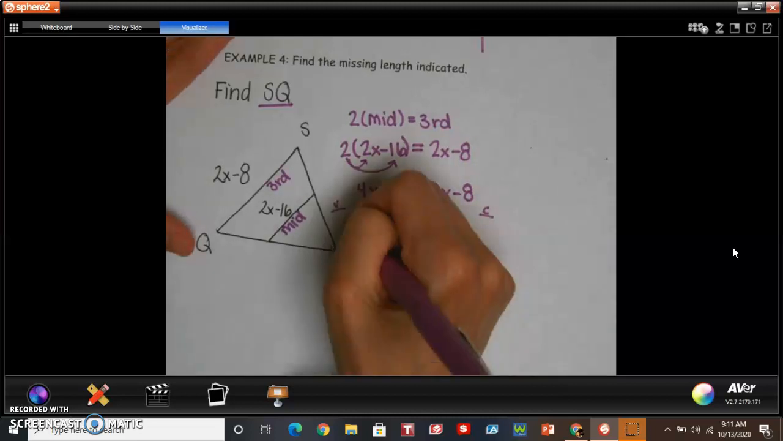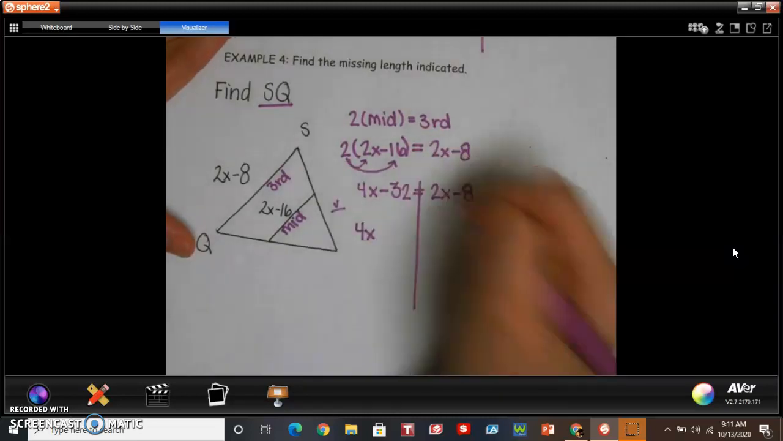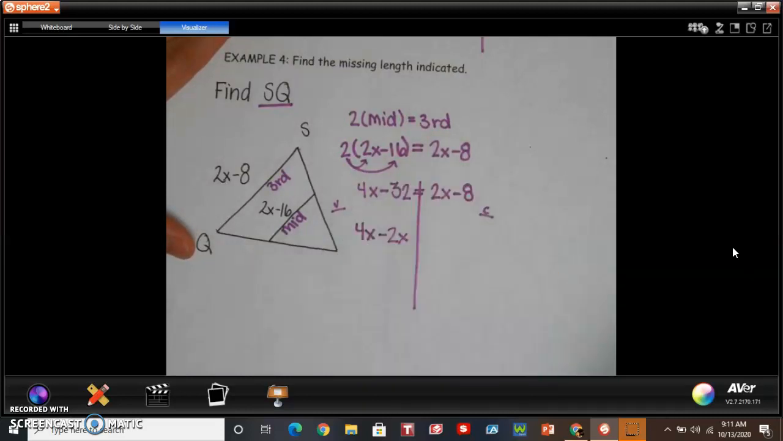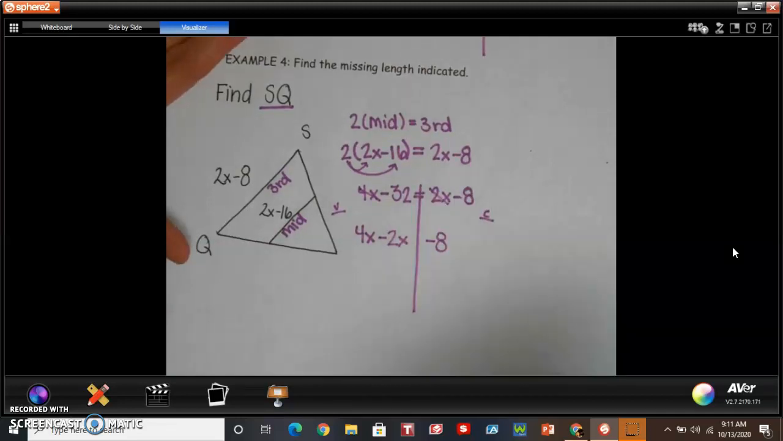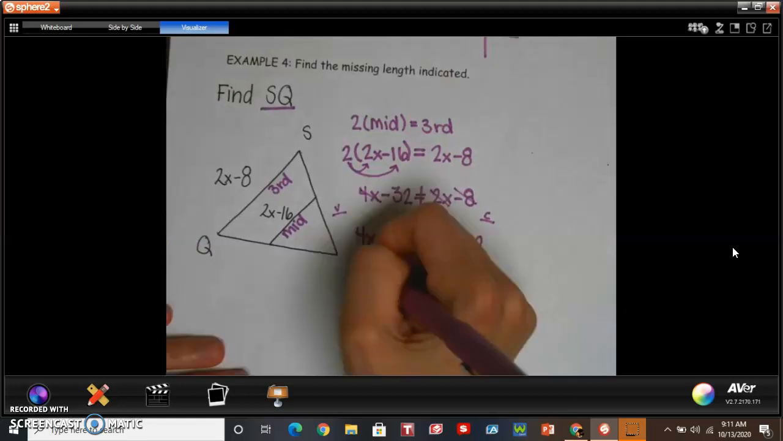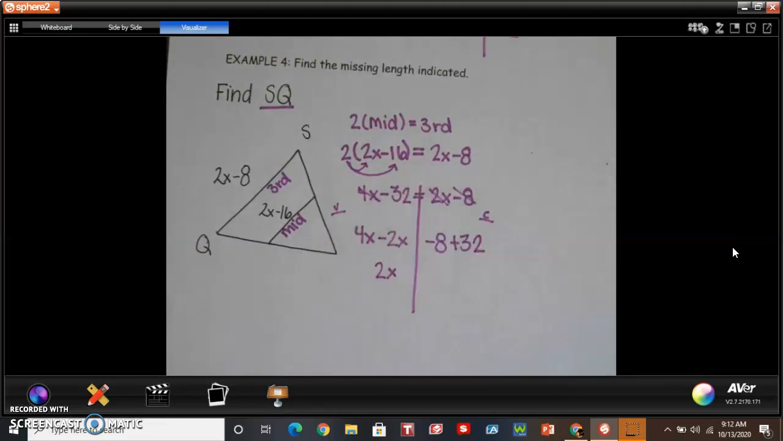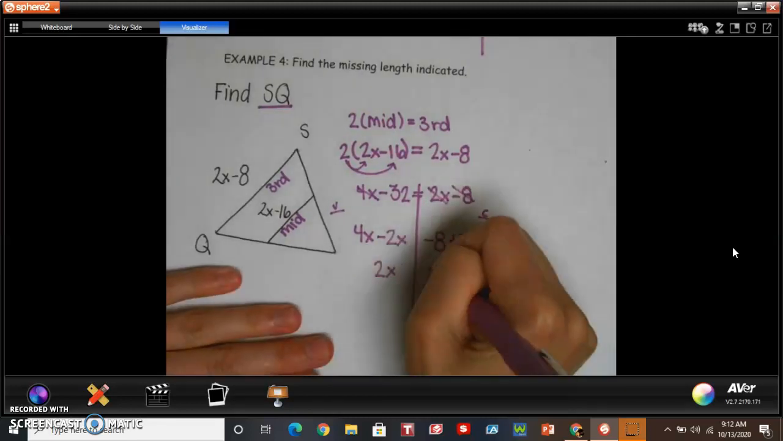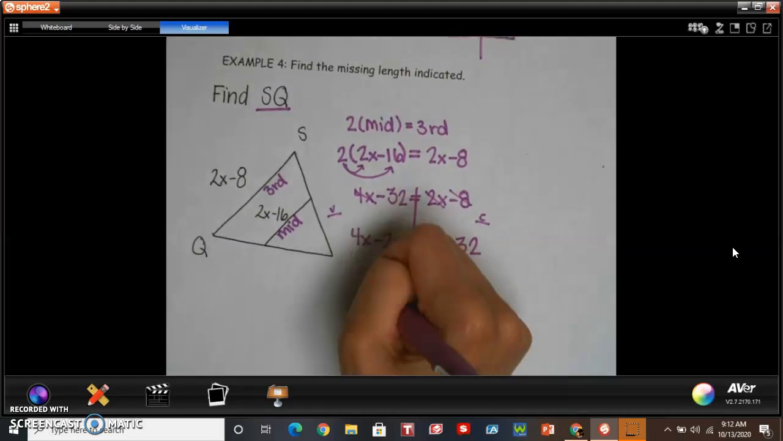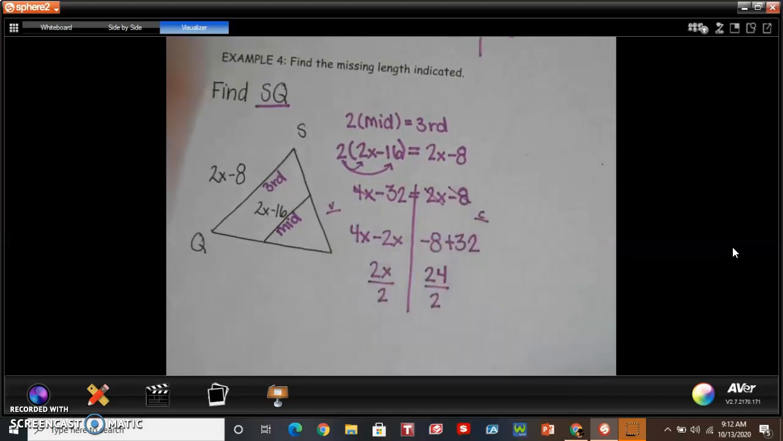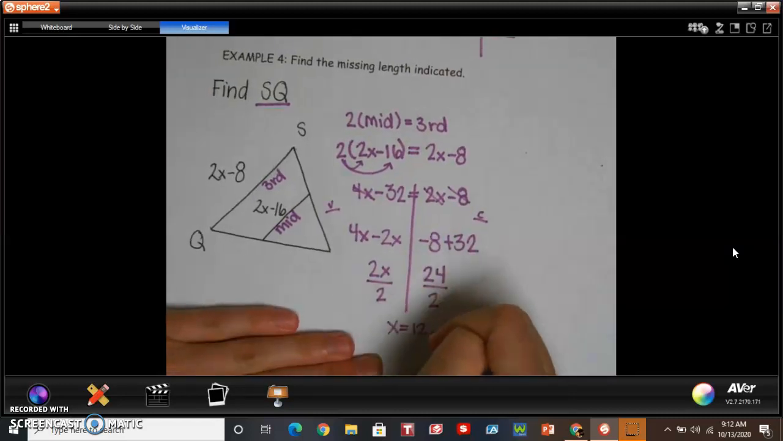All right, so 4x is already over here, so it's going to stay. 2x needs to move, so it becomes opposite. Okay, negative 8 is already over here, so it stays. Negative 32 needs to move, so it turns opposite. All right, so 4x minus 2x is 2x. And then negative 8 plus 32 is 24. All right, now we need to solve for x. Right now, x is being multiplied by 2, so we're going to divide by 2 to get x by itself, giving us that x equals 12.